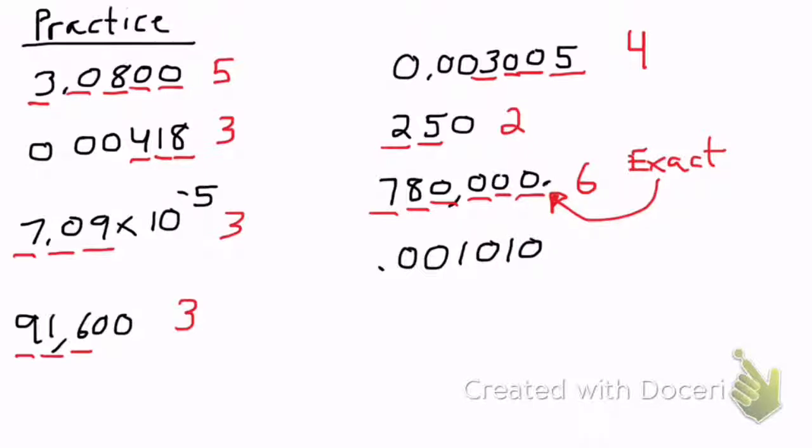Okay? And the final number, 0.001010. We have 2 non-zero numbers. We have a 0 sandwiched in the middle and a trailing 0 at the end because of the decimal point. Therefore, this is 4 significant figures.